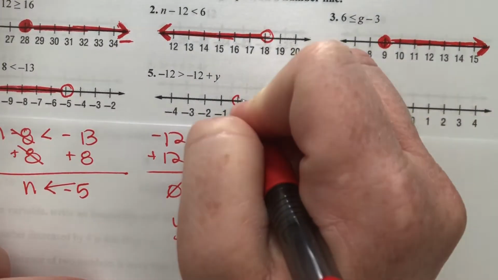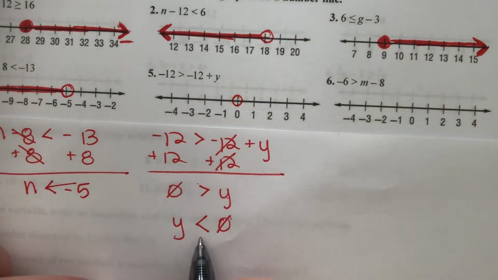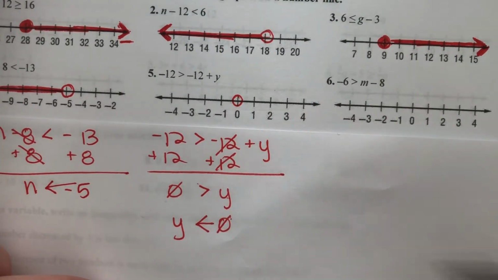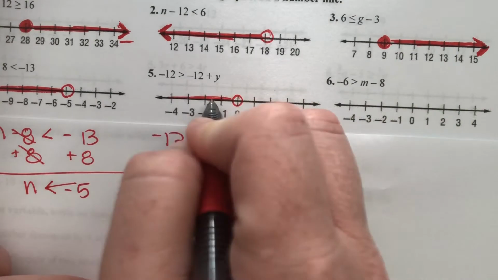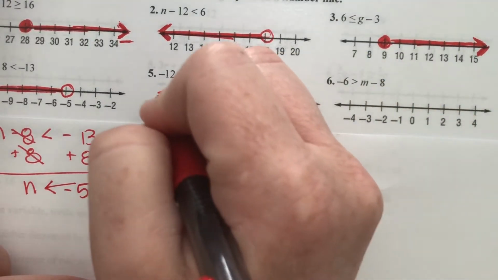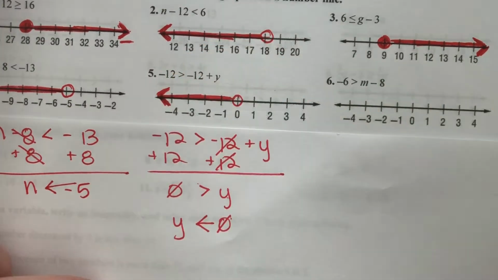I'm going to put a dot on 0. Can I shade it in? No, I cannot. There's no line here, so I can't shade it in. And then my thing is shaded to the left, this way. Y can be any number less than 0, so all the numbers to the left of 0.